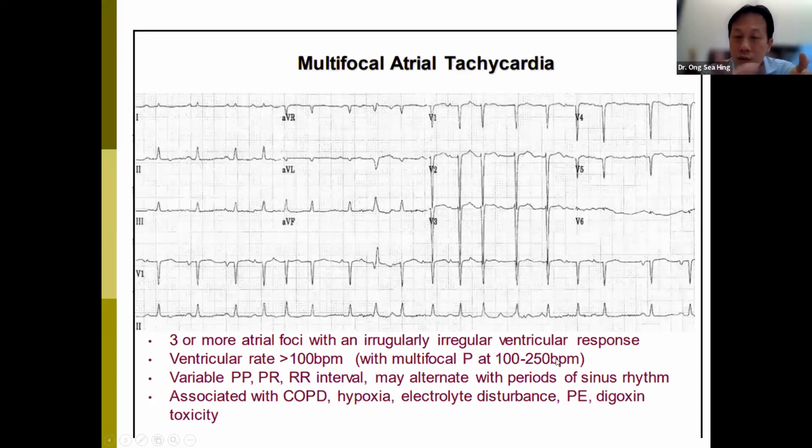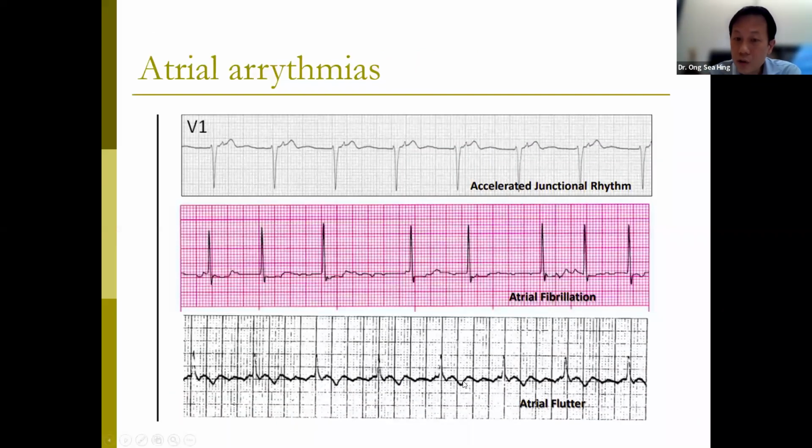Why is it important to differentiate multifocal atrial tachycardia from atrial flutter or atrial fibrillation? It's because multifocal atrial tachycardia, or we call it MAT, is not at risk of thromboembolism. They're not at risk of getting stroke. You don't put them on oral anticoagulation. If you see atrial fibrillation or atrial flutter, then you need to put them on oral anticoagulation.